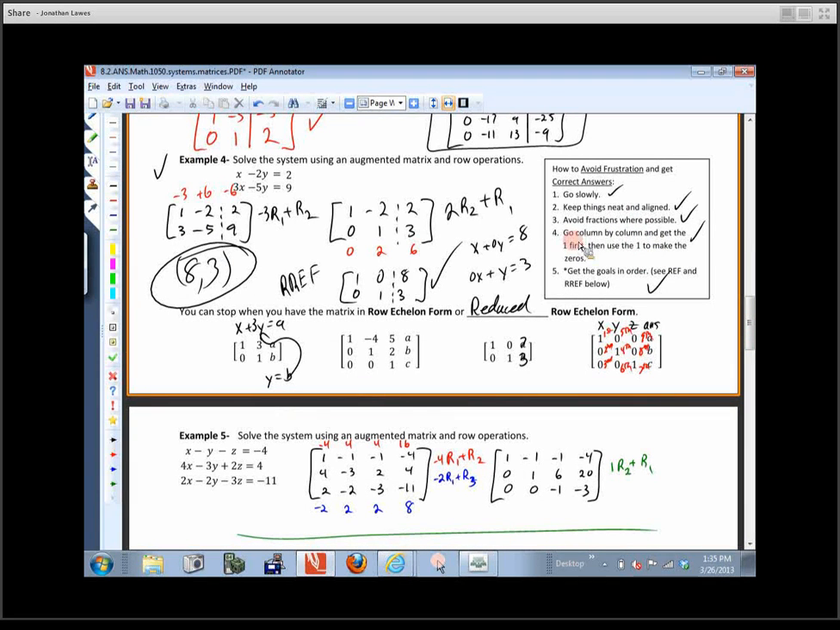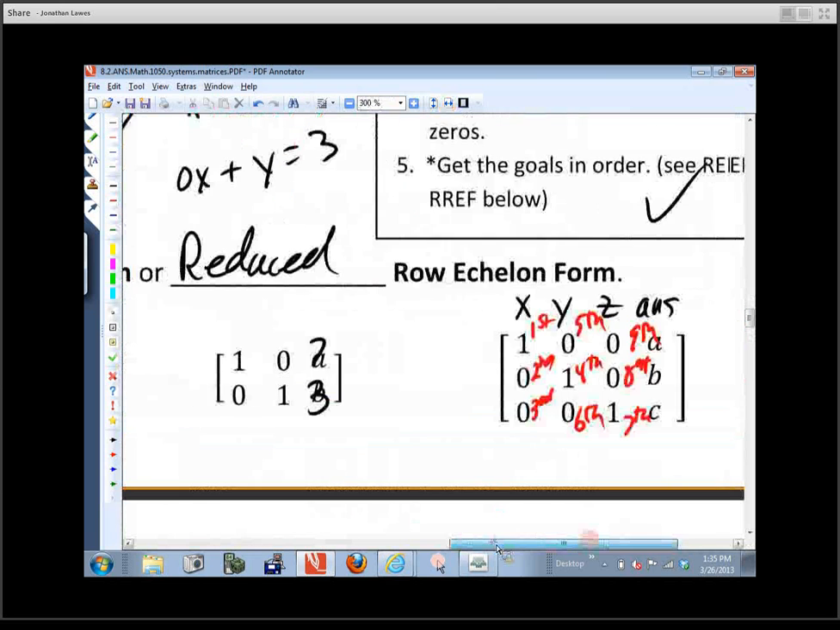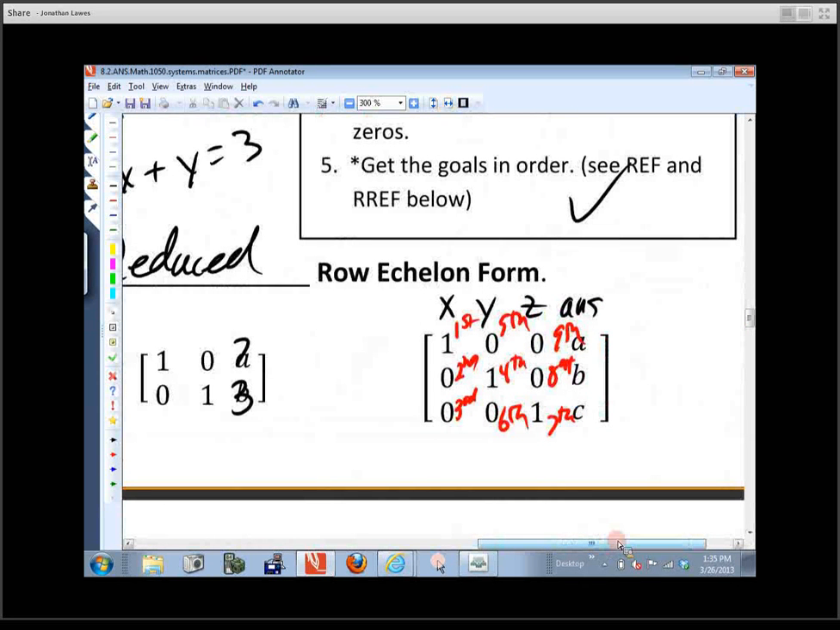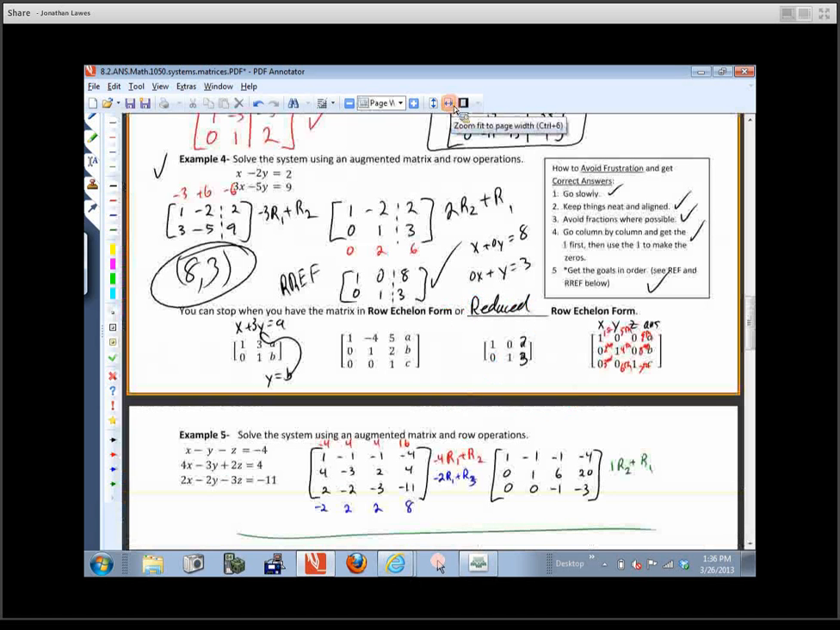Okay? Go column by column and get the ones first, and then use those to make the zeros. And we talked about with a 3x3, which if you can solve a 3x3, you can solve a 2x2, the goals are in this order. Get that 1, use that 1 to make those zeros. So first goal, second, and third. Fourth goal is right here. Make the 1 and then use that 1 to make those 2 zeros. Make the 1 here, so that's going to be the 7th goal, and then use that 1 to make those zeros. And by the time you get done, we call this reduced row echelon form, and you can look at it and just read off what the answer is.